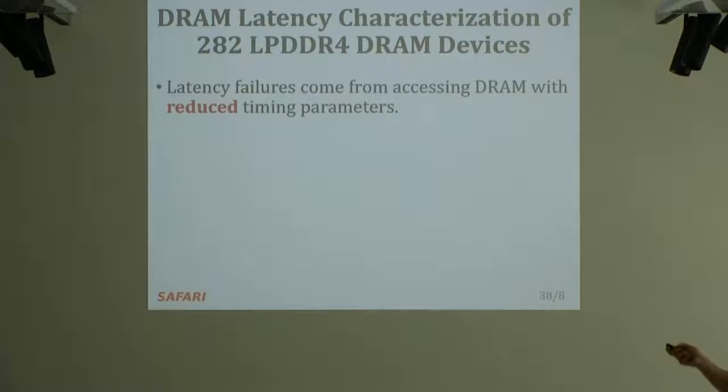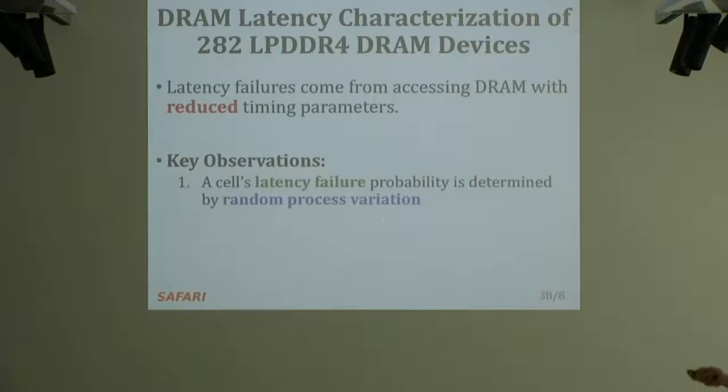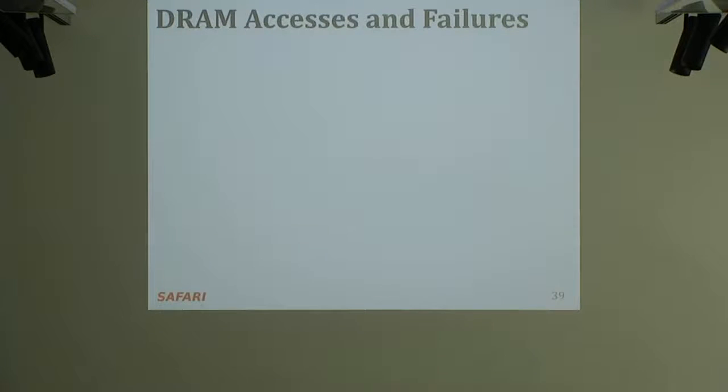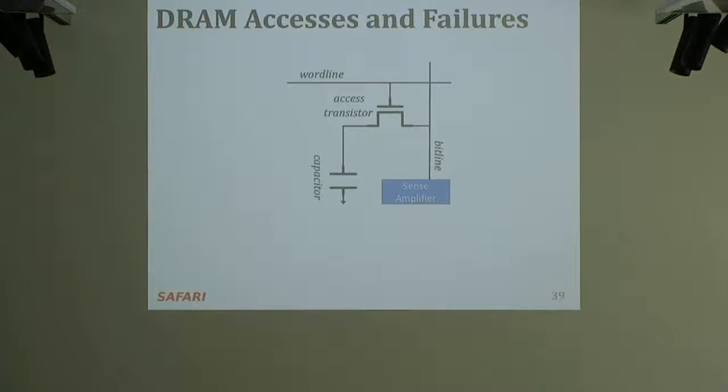Okay, latency failures come from accessing DRAM with reduced timing parameters. A cell's latency failure probability is determined by random process variation, as we've seen. And some cells fail randomly. And we want to find those cells. We want to explicitly profile for those cells. Randomly means 50%, according to our definition. So why does this happen? Let's take a look at it.